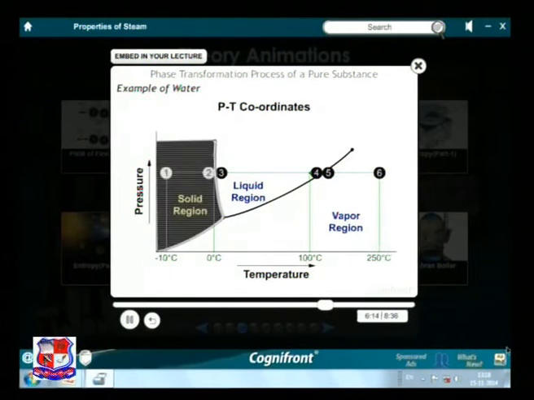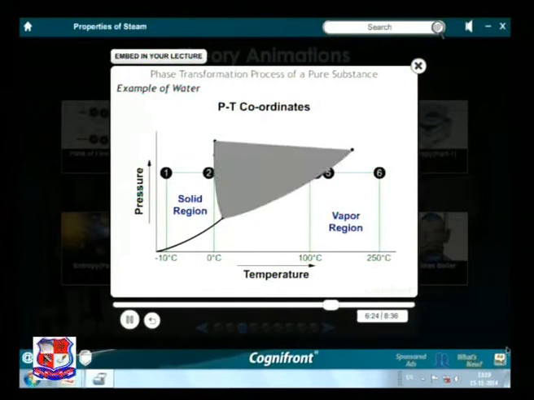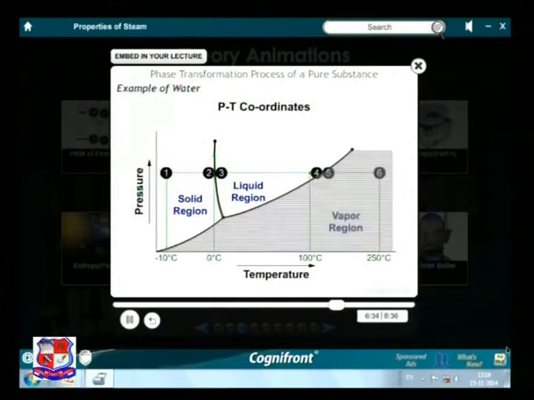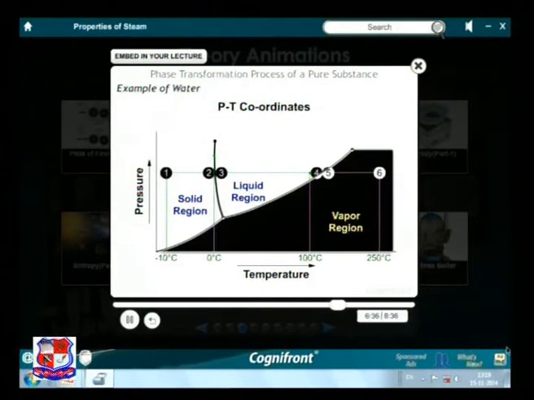As you can see, the region between states 1 and 2 is the solid region and has lower temperature and higher pressure. The region between states 3 and 4 is the liquid region having high pressure and temperature, whereas the region between states 5 and 6 is a vapor region having lower pressure and higher temperature.